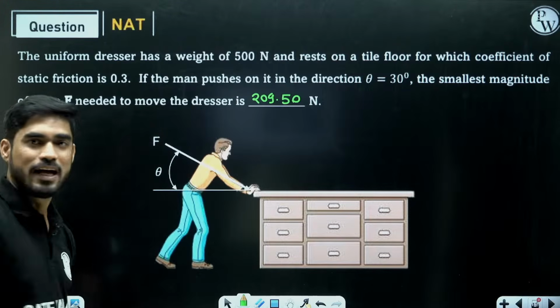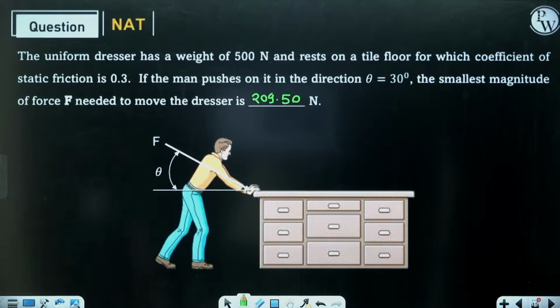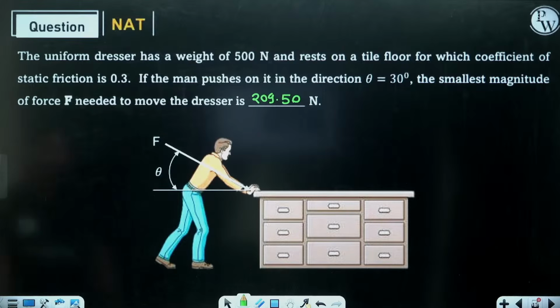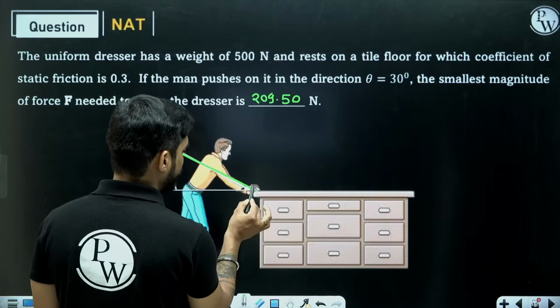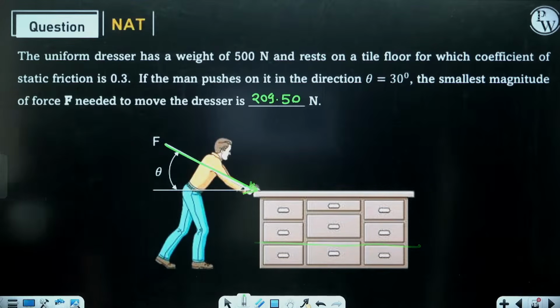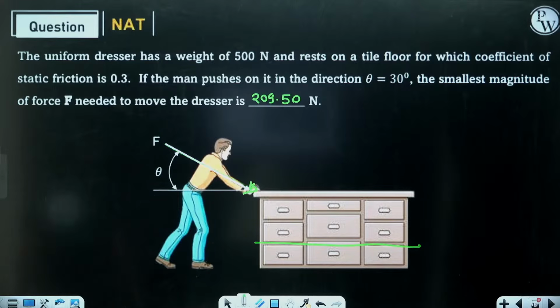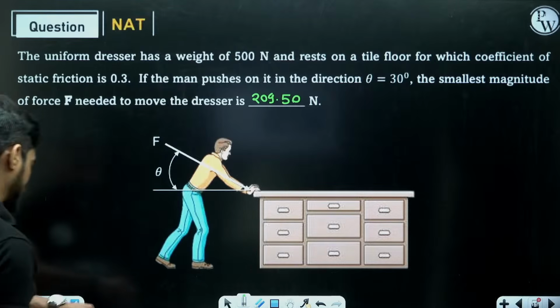Okay, you gave the value of the angle. Sorry, 136.7 degrees is the angle. So 209.5 Newton is the minimum force required to move the dresser on this floor. Sorry, I keep saying drawer, I mean dresser. Okay, let's move on to the next question then.